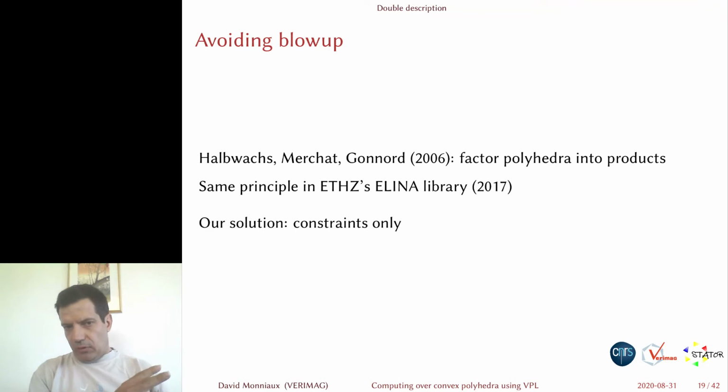So because of this example with the distorted hypercube, people proposed detecting that a polyhedron can be expressed exactly as a Cartesian product. So the hypercube is a Cartesian product of intervals. But more generally, if your polyhedron can be decomposed into a Cartesian product of several polyhedra, then you should do your double description individually on these polyhedra. So this was suggested by Nicolas Halbwachs and his students in 2006, and a much improved implementation of this idea was done in the PPL library in 2017.